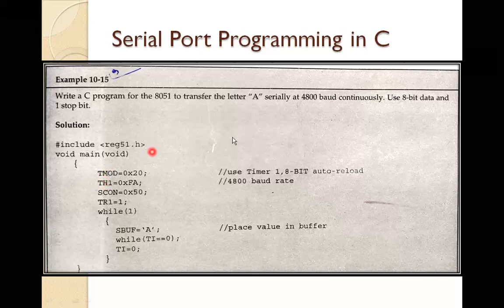Then to set the baud rate of 4800, the value in the TH1 register is -6, and the hexadecimal value of -6 is 0xFA. So that the baud rate for the communication for transmitting the letter A between the computer and the 8051 kit is 4800 baud rate.